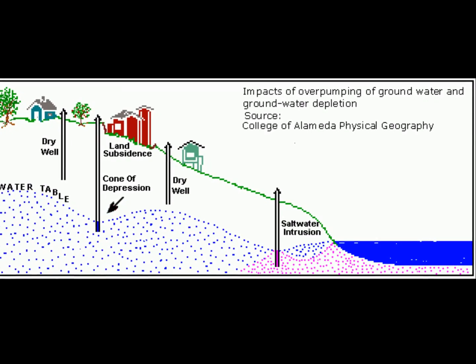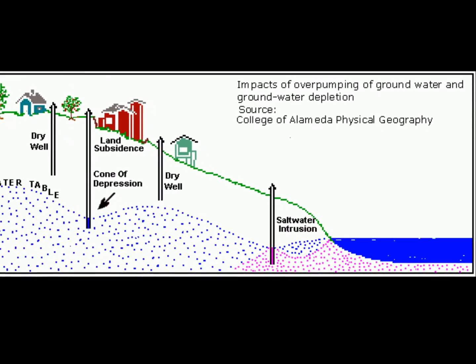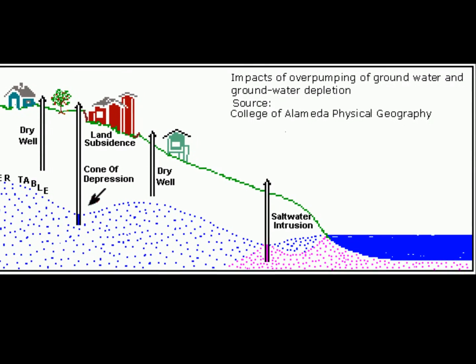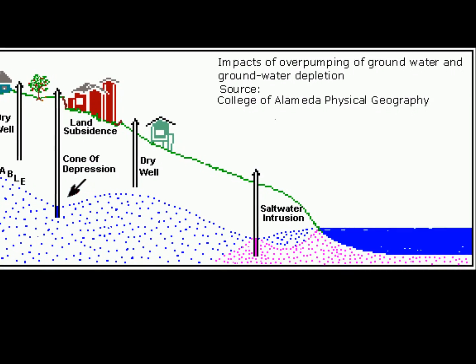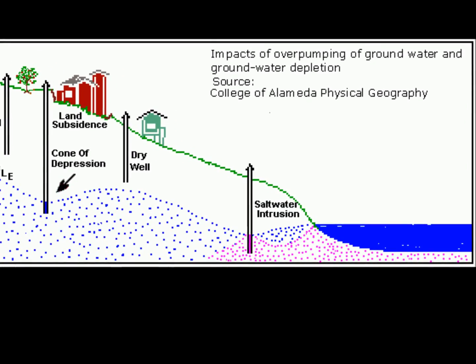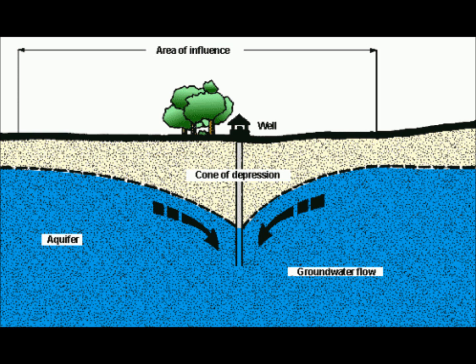Saltwater intrusion is where aquifers close to coastlines mix with salt water, rendering the water undrinkable without purification to remove the salt. Heavy pumping of the aquifers depletes the fresh water supply, drawing in salt water to make the aquifer unusable. Also caused by heavy pumping are cones of depression in the water table.